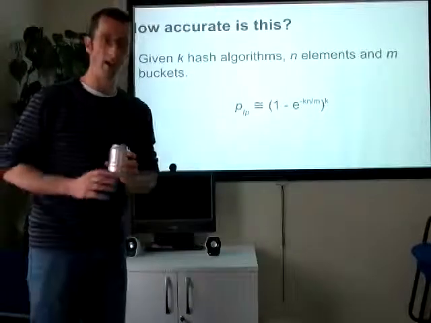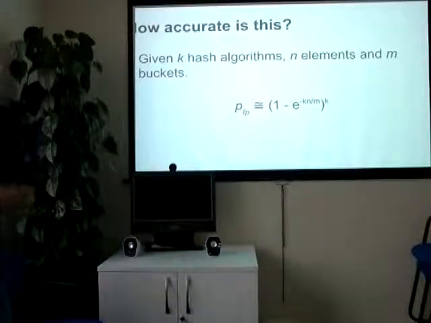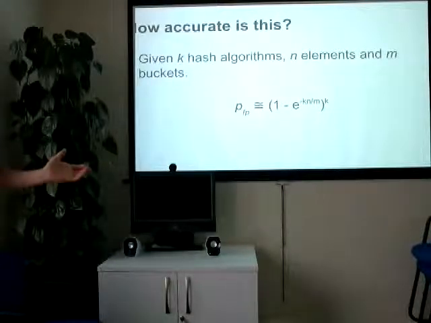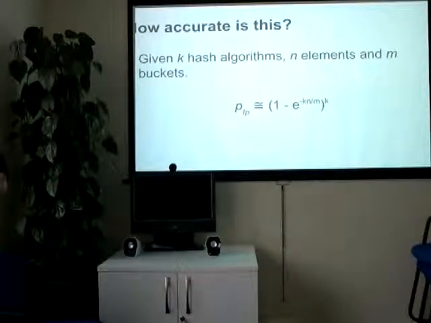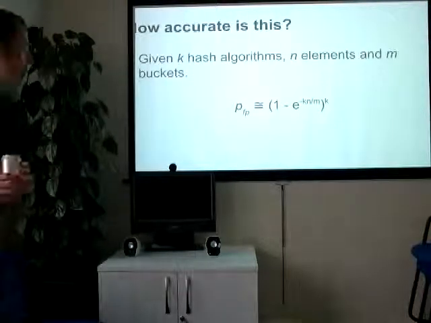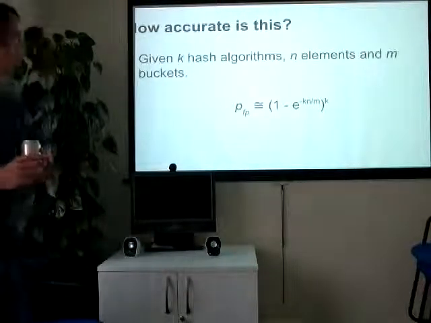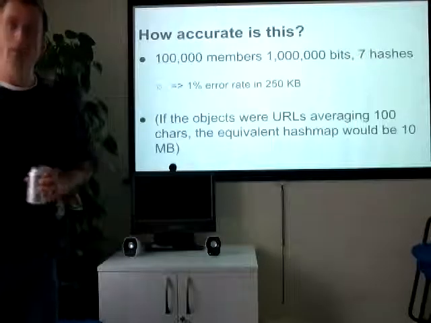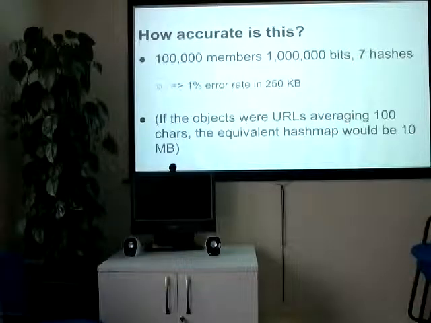So, here's the maths. If we have a particular number, k, of hashing algorithms, so k different hash code methods for our object, we've got n objects and a hash map with m buckets, then the probability of getting a false positive out of the map is that. Let's ask the same question again. What does that actually mean?